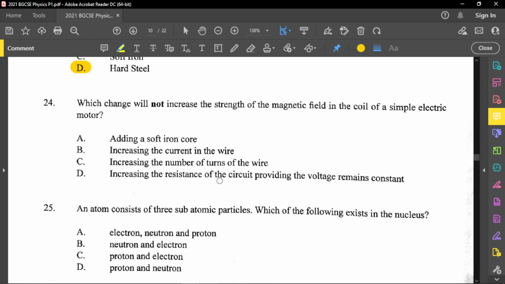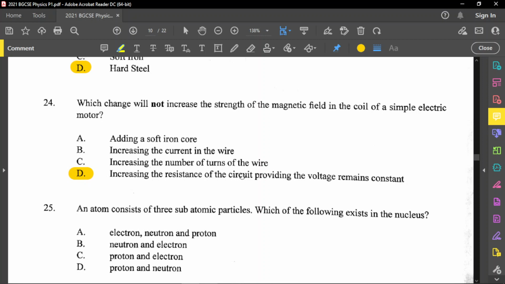It's an increase in the resistance of the circuit, providing the voltage remains constant. And so if you increase the resistance with the same voltage, you're going to have less current flowing. And so a decrease in current is a reduction in the magnetic strength. So D has to be the correct answer there.